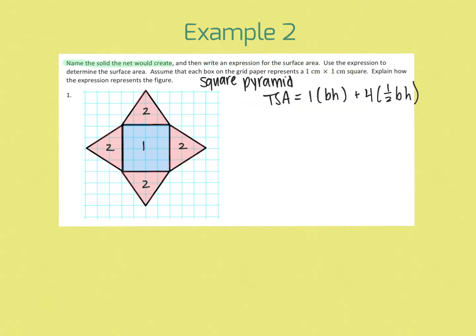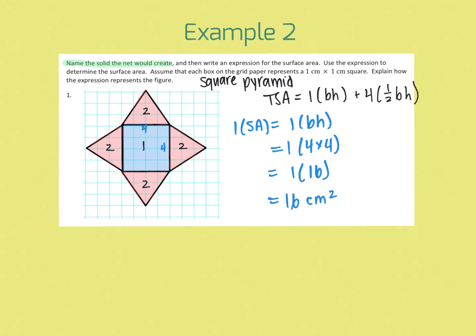Next, we can solve for the square. So first we see that it is 1, 2, 3, 4 by 1, 2, 3, 4 centimeters. So 1 times the surface area equals 1 times base times height. So 1 times 4 times 4, which equals 1 times 16. So that is 16 square centimeters for the square base.